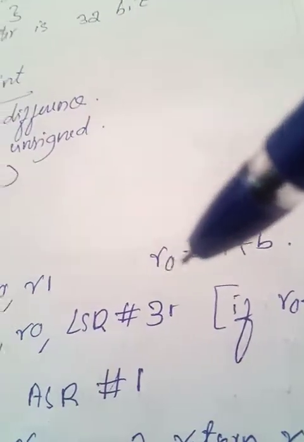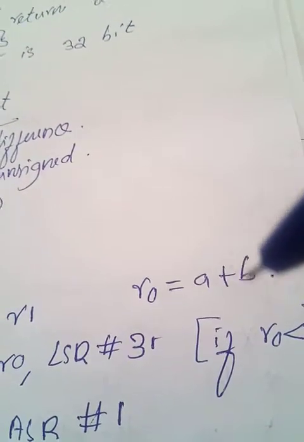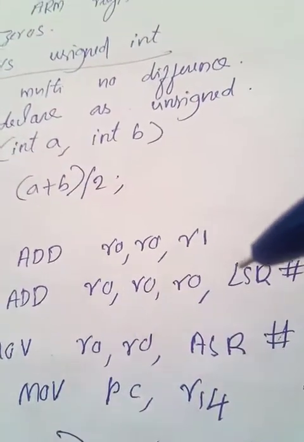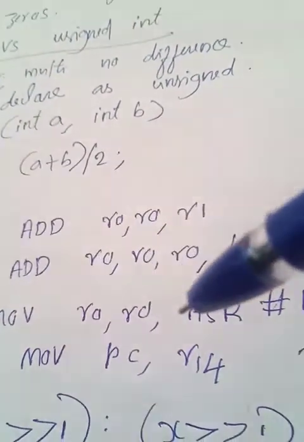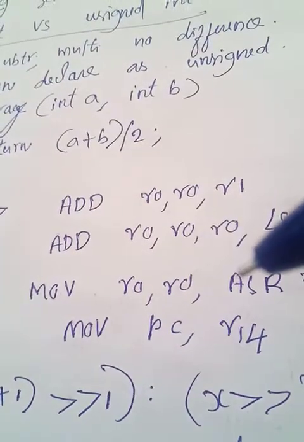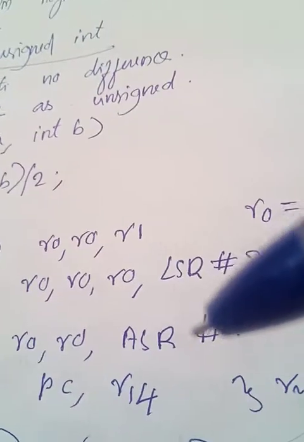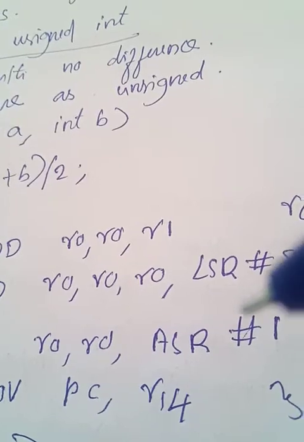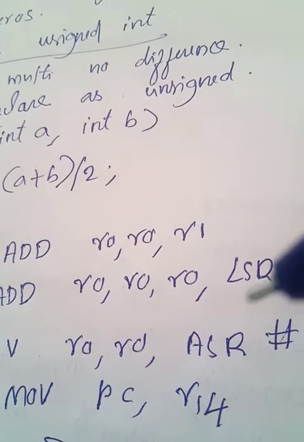Then you can see if a plus b is negative, there's a possibility of that, then it should be converted into positive. That's this particular step. ADD r0, r0, r0 LSR #31. That means if the result of a plus b is negative, it should be converted into positive. Then you can see MOV r0, r0, ASR #1. That means arithmetic shift right by 1. You know, if we are shifting right, it is similar to dividing by 2. If you are shifting left, it is multiplying by 2.